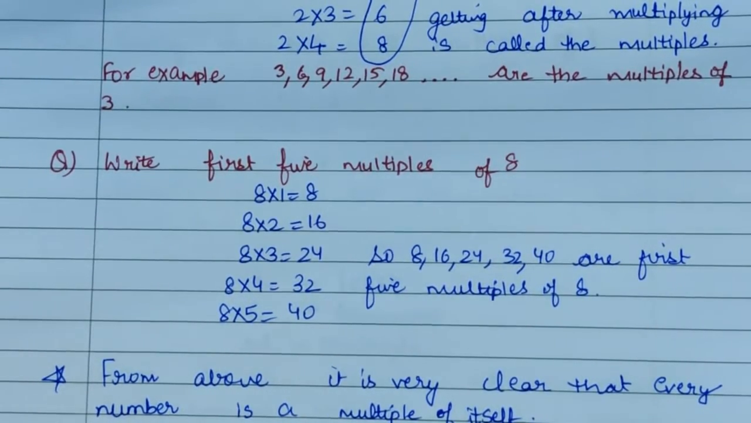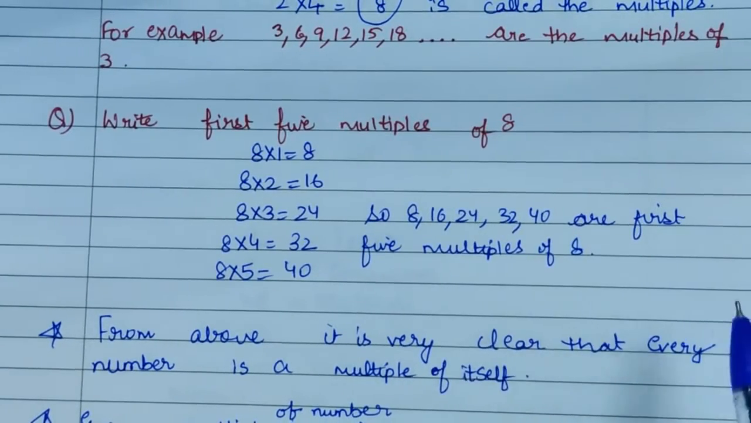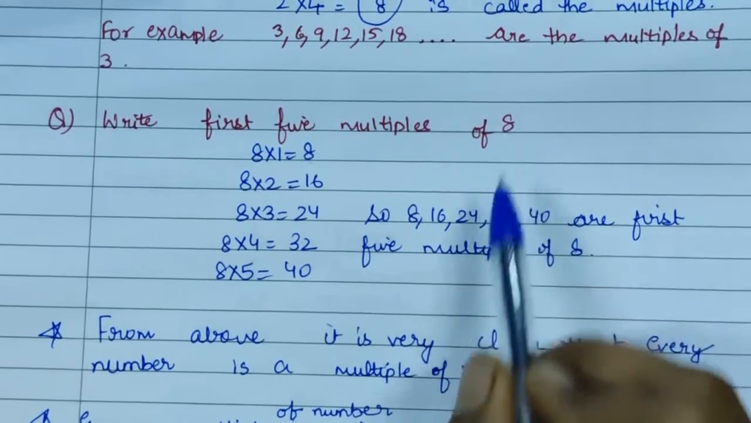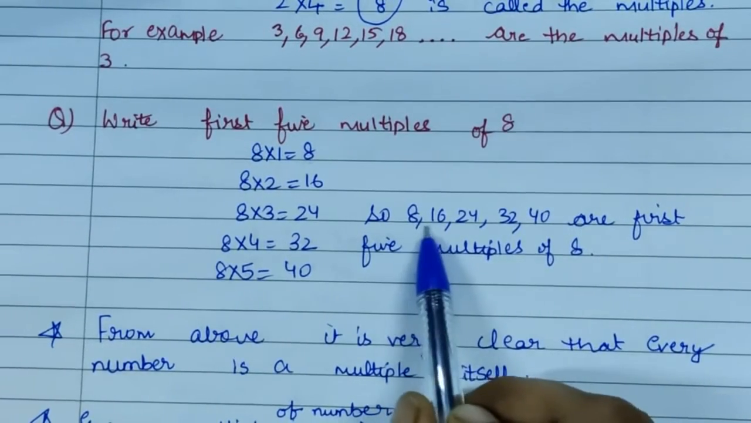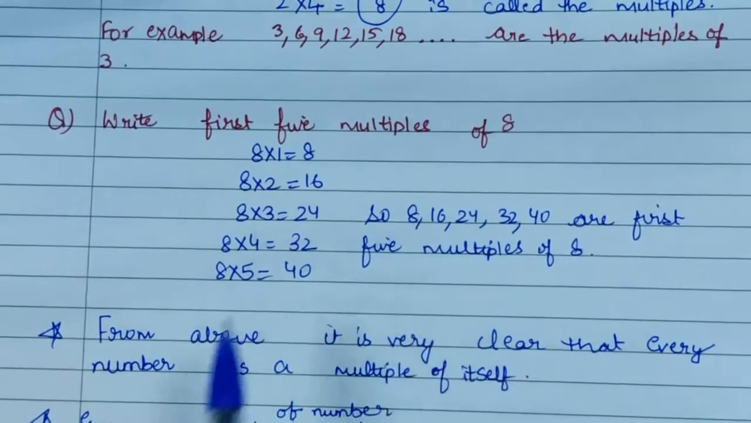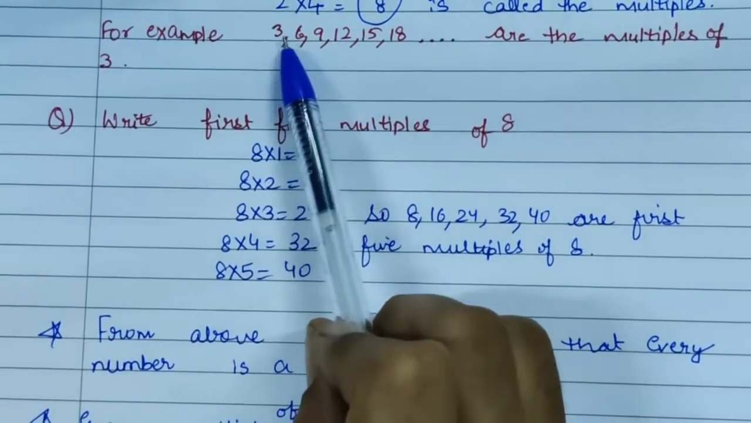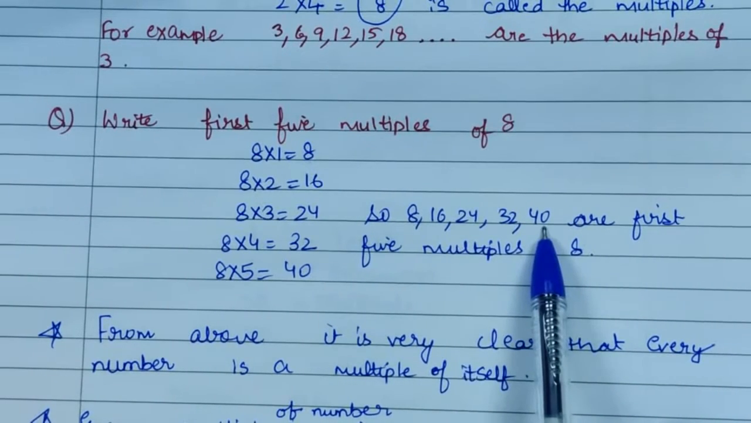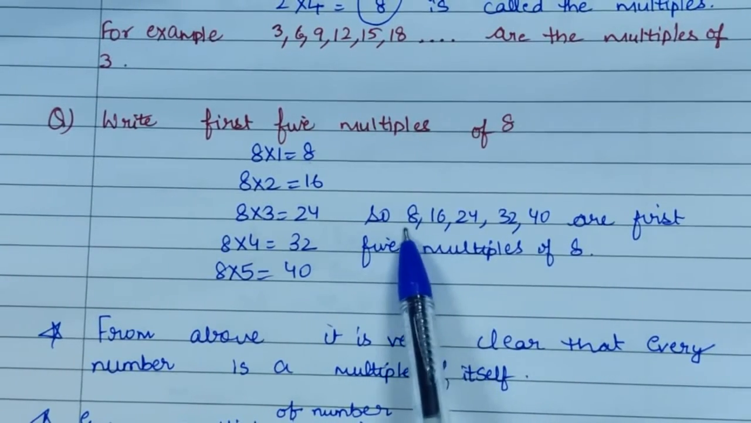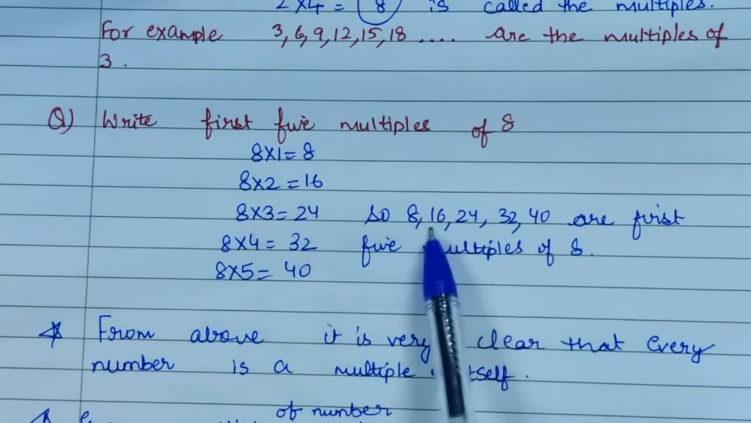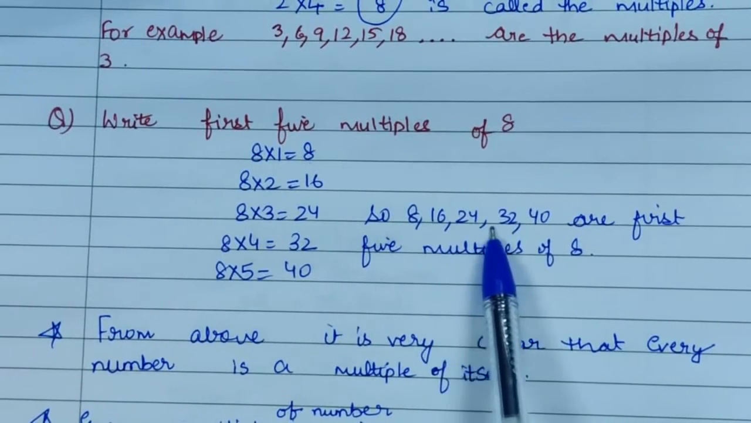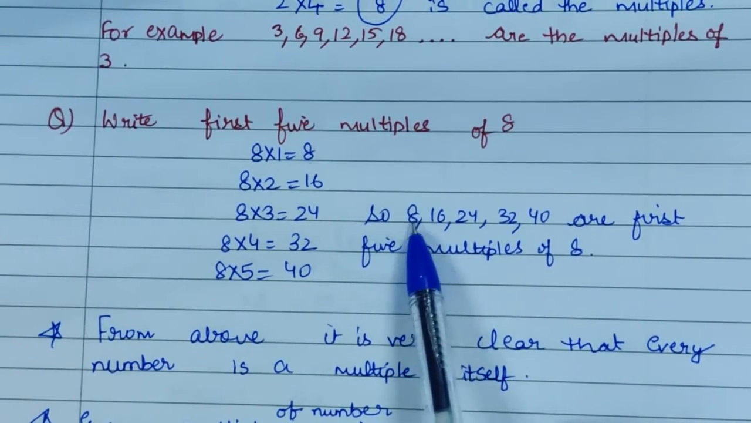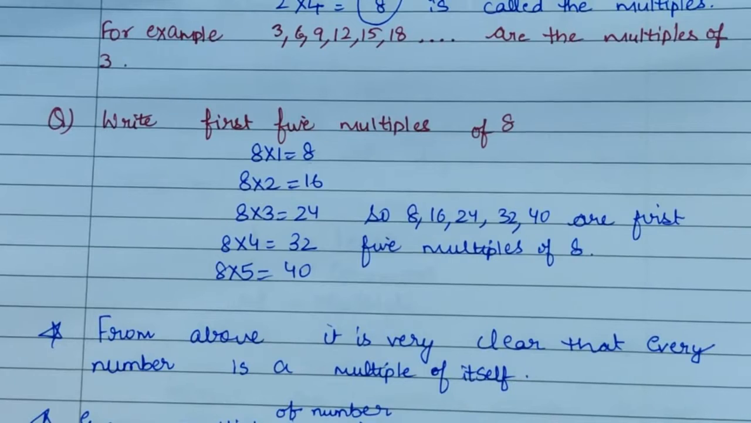Now children, from above it is very clear that every number, suppose we are finding the multiple of 8, so 8 will also be its multiple, means every number is a multiple of itself also, and every multiple of a number is either equal to the number or greater than the number. As you can see here, all these multiples are greater than 8 and 8 is equal to 8.